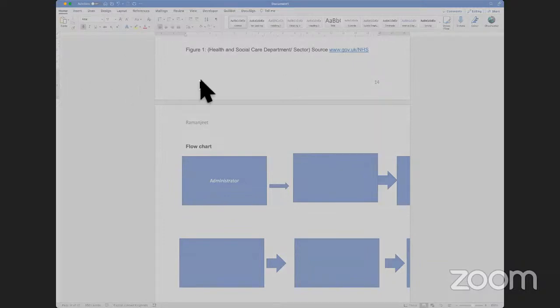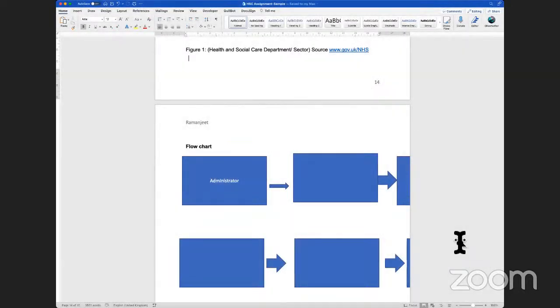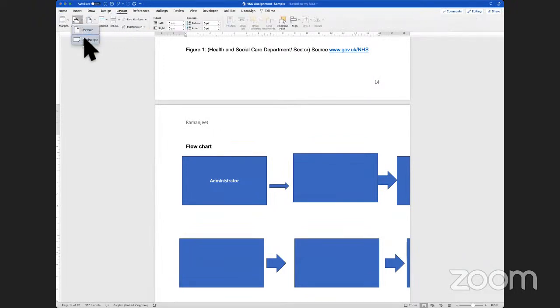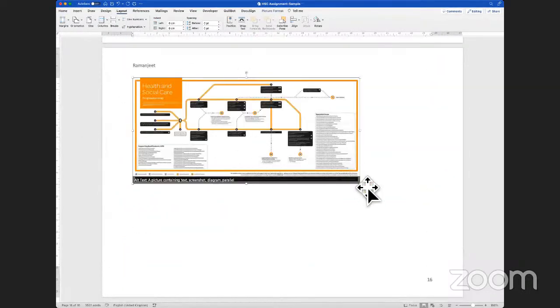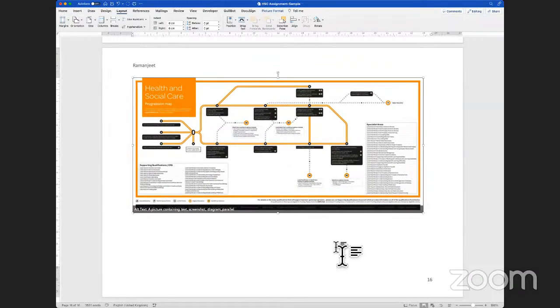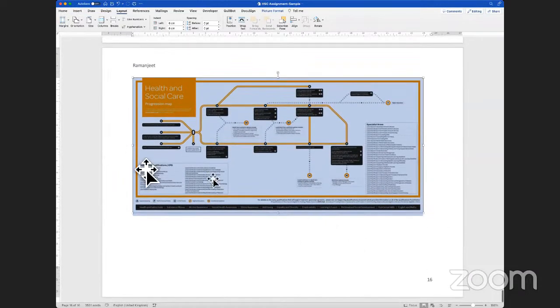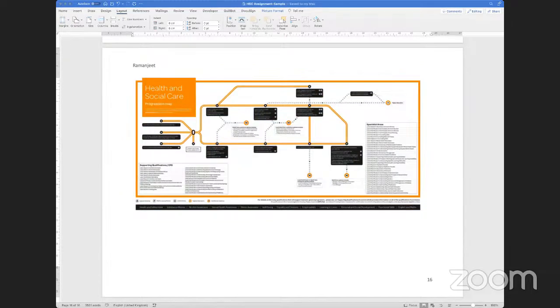And I'm going to save this for the purposes of sharing it with you later, a sample document. And this becomes something which is how you would go about actually submitting the assignment. Is that okay? Is that clear? Is that understood? Yes. Okay.